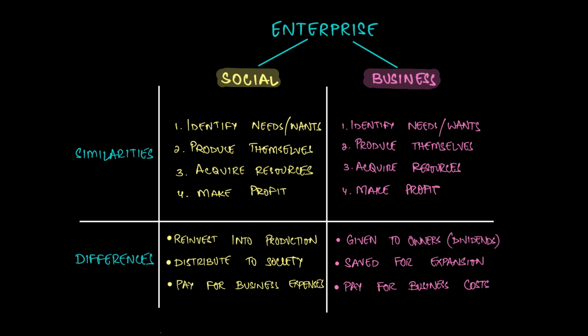And since they're acquiring resources and running a business, a social enterprise will also have business expenses, and they will also be paid from these profits. So similar in that they make profits, different in how they use them. A business enterprise will give it back to their owners, whereas a social enterprise will work on the triple bottom line, collectively economic, social, and environmental.